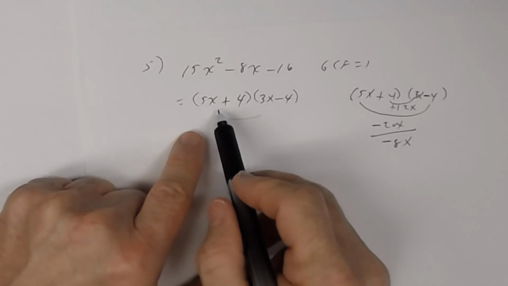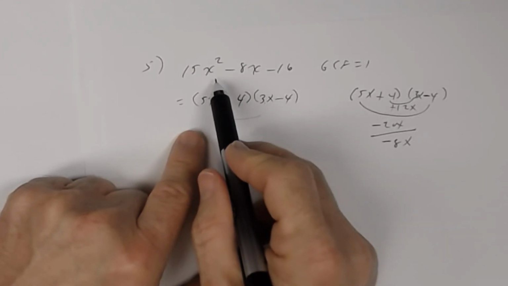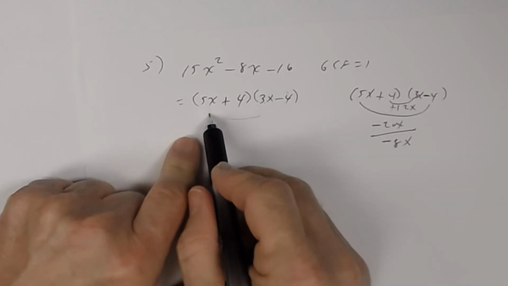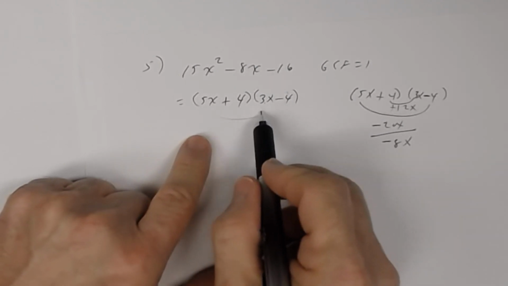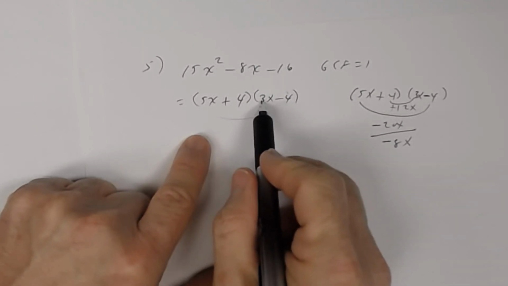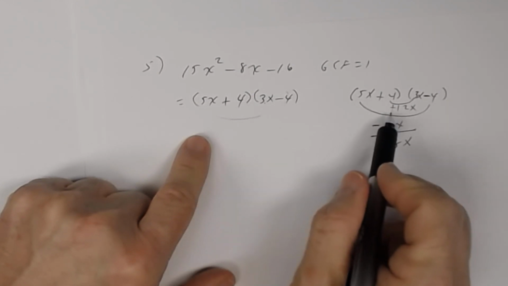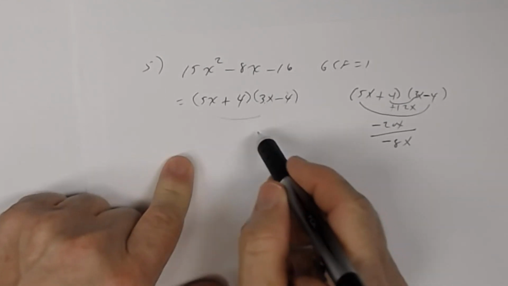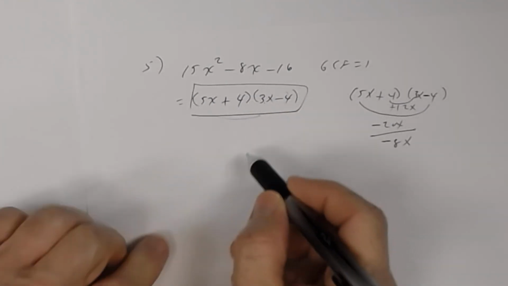Again, let's double check. 5x times 3x, 15x squared. A positive 4 times a negative 4, a negative 16. The outer is a negative 20x, see right here. The inner is a positive 12x, see right here. When you add them up, you get negative 8x, and that's what you wanted. So that's the answer to number 5.